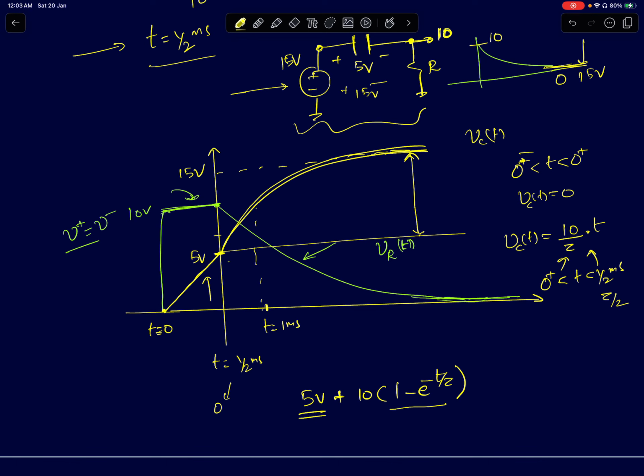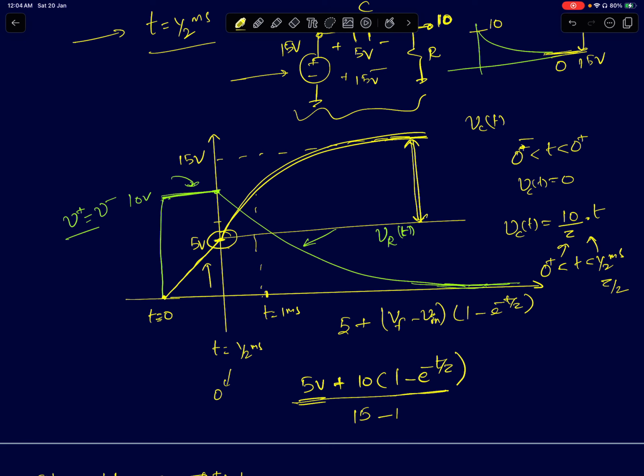So how do you find the exponential charging? The initial voltage is 5 volts. The final voltage is 15. So it's the initial voltage 5 plus (Vf minus Vi) times (1 minus e power minus t by tau). So it's an asymptotic charging. This is the expression. You get it as 15 minus 10 e power minus t by tau.